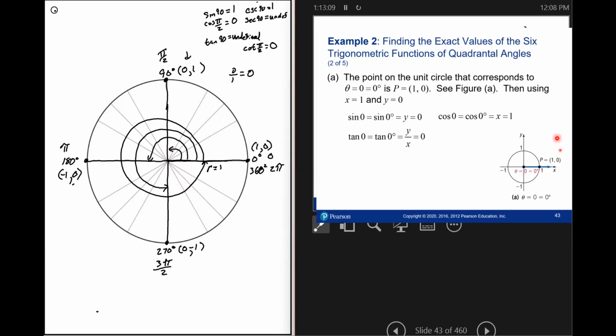Tangent is Y over X, so that's 0 over 1, which is 0. And secant is 1 over X, and X is 1, so it's 1 over 1, which is 1. And the cosecant and cotangent, because we end up dividing by 0, are undefined. Or, they say not defined.